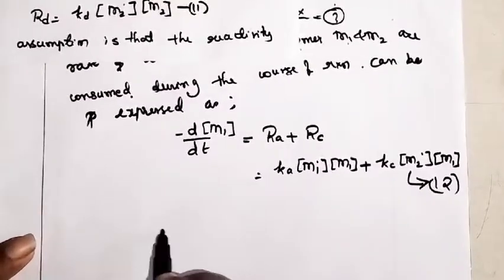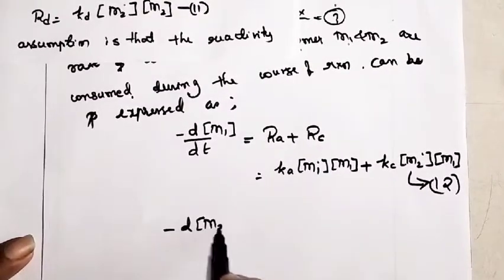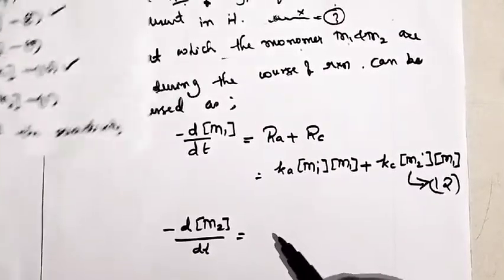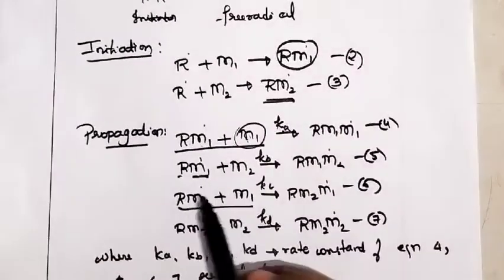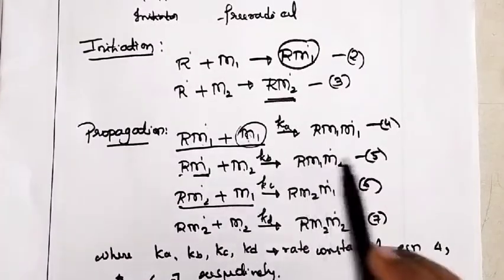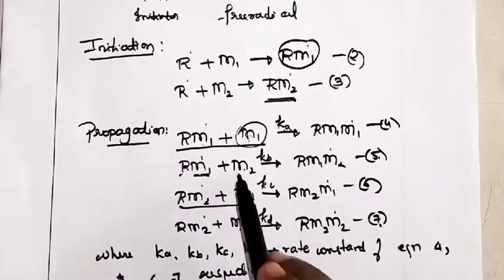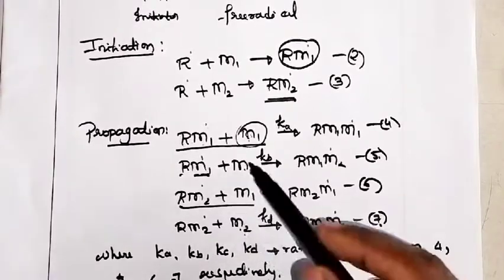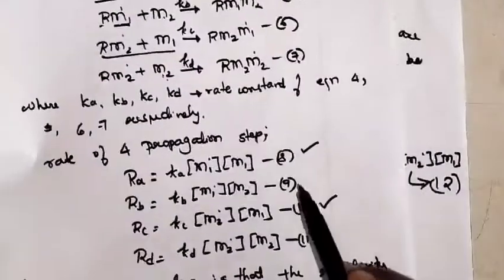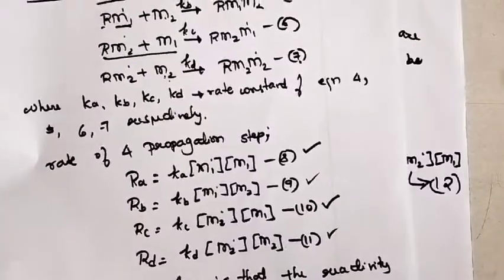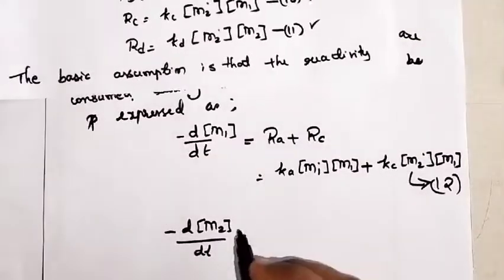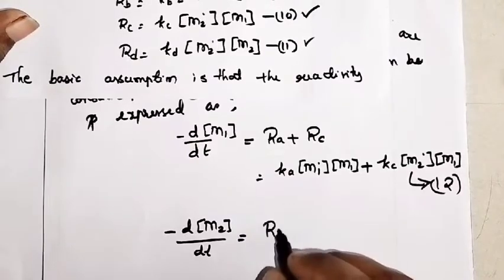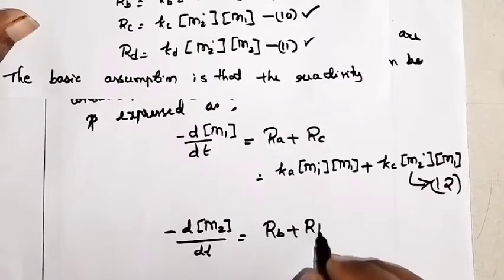Now similarly consider the rate at which M2 is consumed. Which two rates become equal? You need to look into the reactions where M2 is consumed. So here and here, that is, in equations number 5 and 7, M2 is consumed. Now see the rates corresponding to these two equations, that is 9 and 11. That means you need to add them, and you will get the rate at which M2 is consumed. So you can write RB and RD.